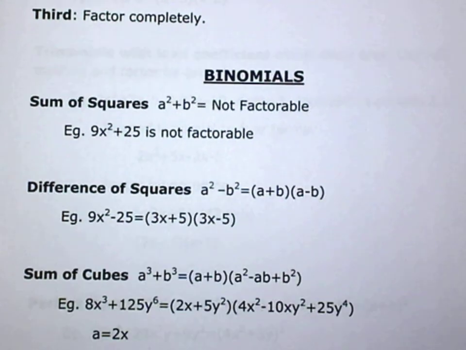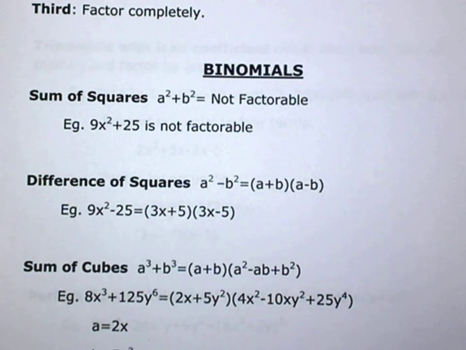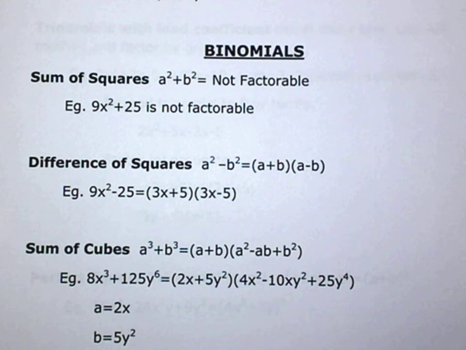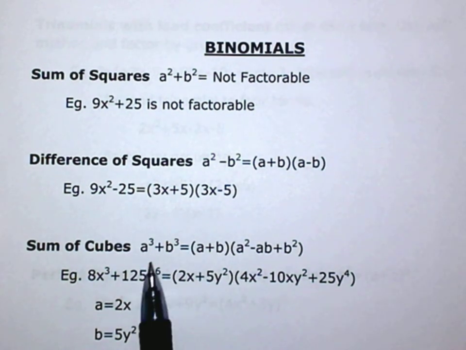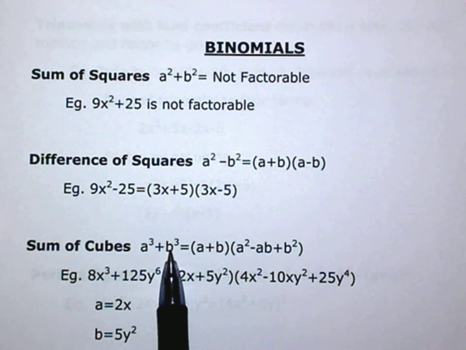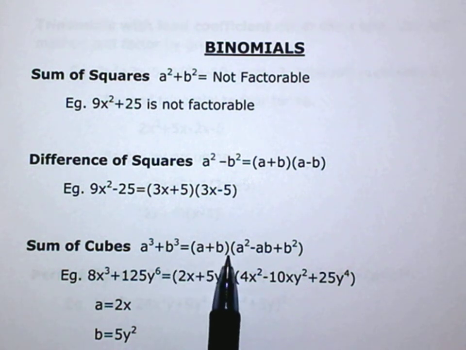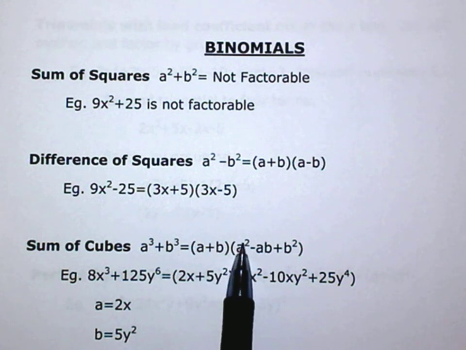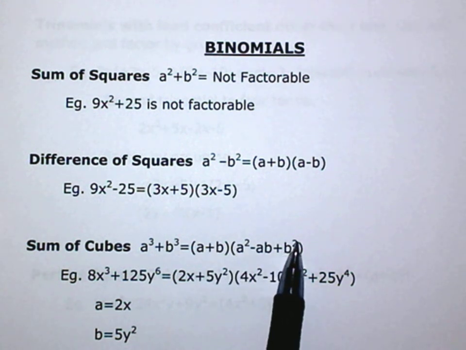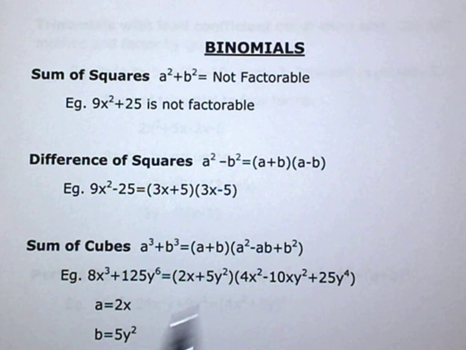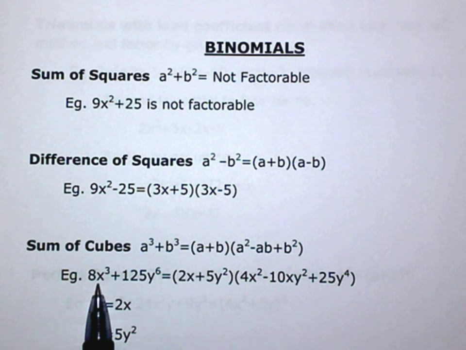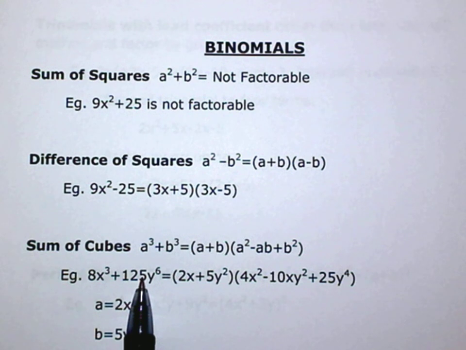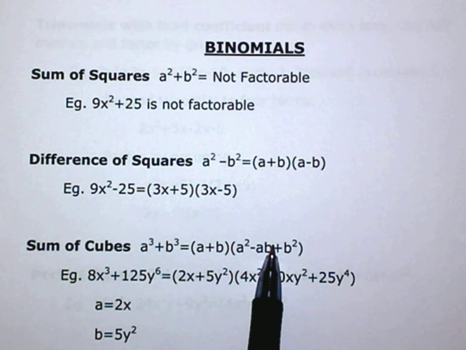The next kind of binomial is the sum of cubes, and that has a special factorization according to this formula. A cubed plus b cubed equals a plus b, in parentheses, new parentheses, a squared minus ab plus b squared. To find a, we have to take the cube root of the first term. B is the cube root of the last term, and we simply plug our a and our b into our formula, and it is factored.